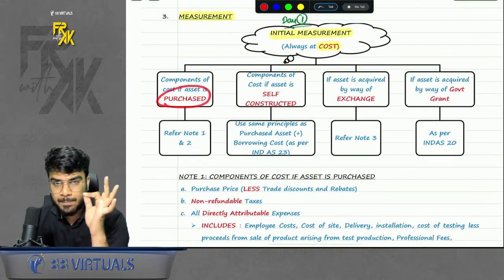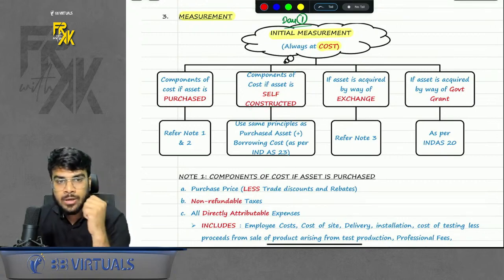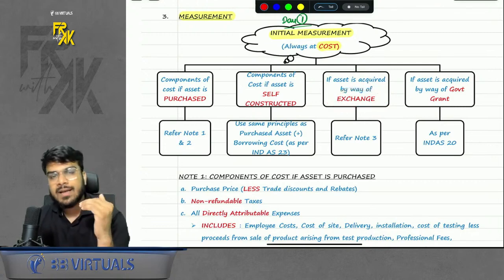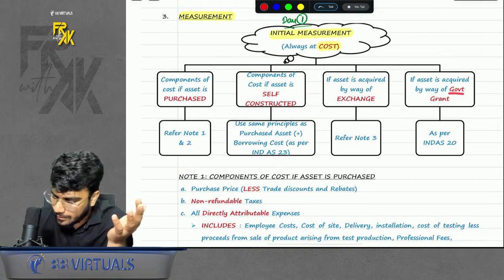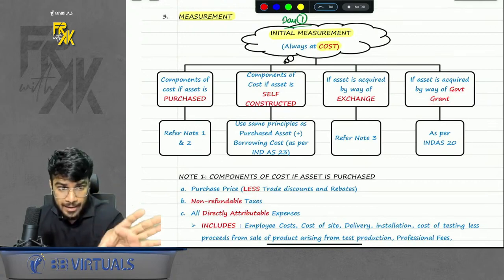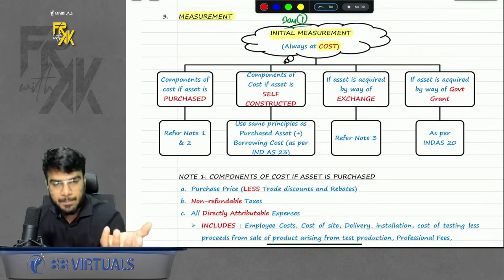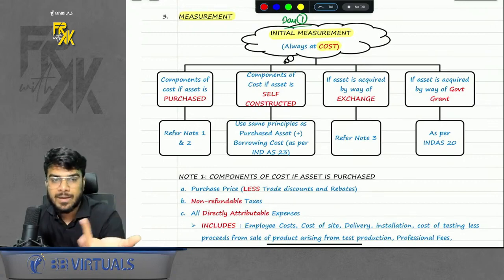Whether you purchased the PPE in a ready-made mode, or constructed the PPE on your own, or acquired it in a barter transaction. Likewise, I will give you a laptop, you give me a calculator. Or you acquired it by way of government grant. Sometimes government sees that this person is very nice, I should give him a land, he will make best use of it. Sometimes government gives you an asset at a cheaper price or for free. That is acquiring the asset by way of government grant.